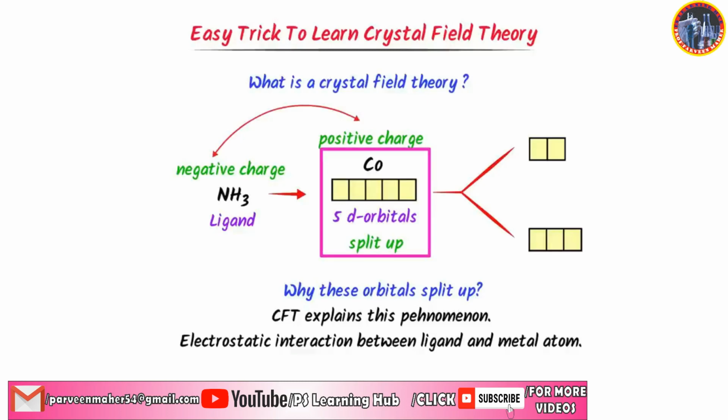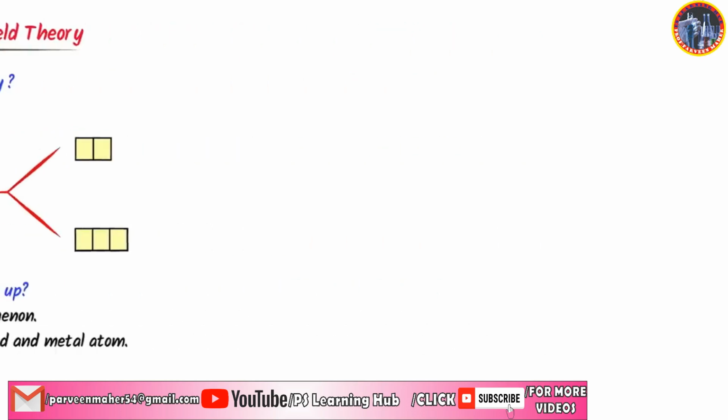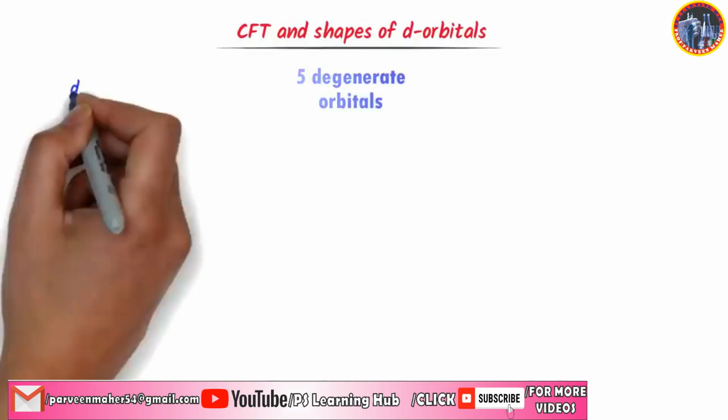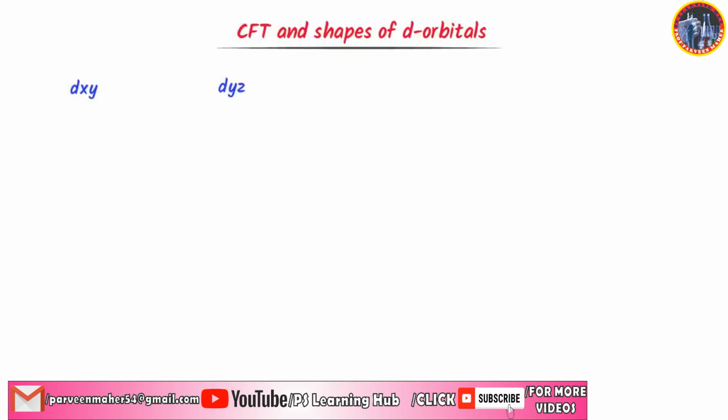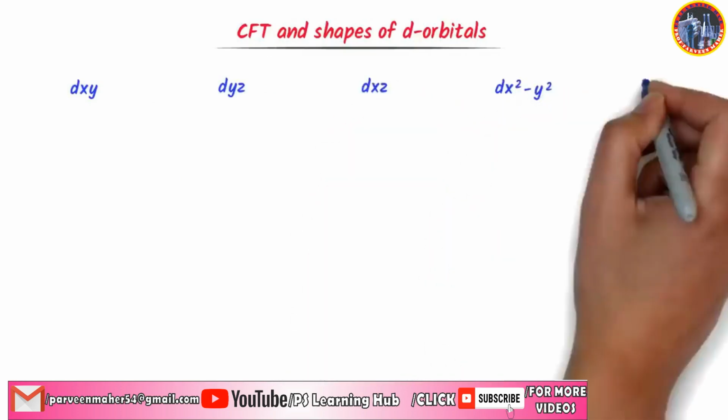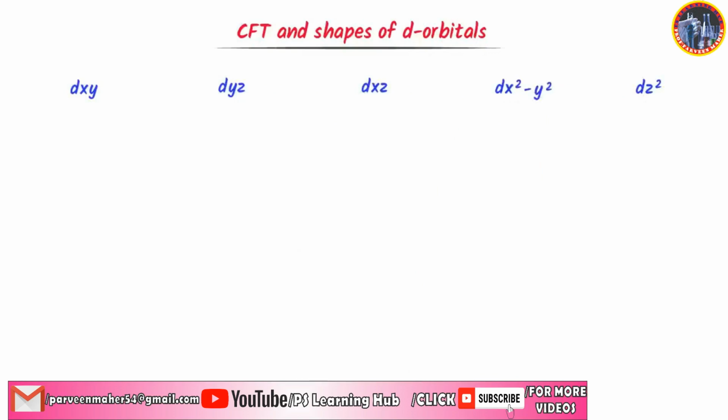Now to learn crystal field theory completely, firstly we have to learn the shapes of d orbitals. We know that d orbitals have 5 degenerate orbitals like dxy, dyz, dxz, dx squared minus y squared and dz squared. Here, I will teach you my personal and easy way of drawing the structures of these 5 orbitals.